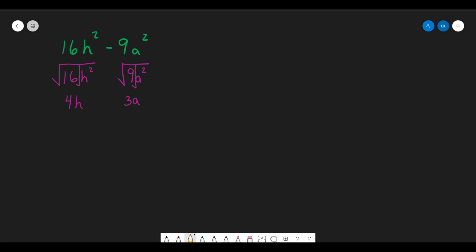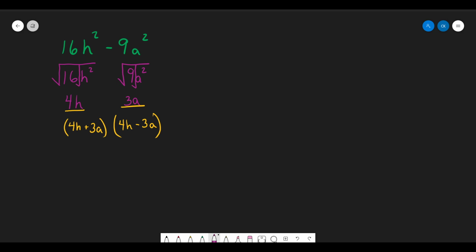And all I do is I take these two terms, and I put them in my two parentheses. In the first parenthesis, it's going to be the first one plus the second one. And in the second parenthesis, it's going to be the first one minus the second one. And then that's going to be my answer. So my answer to the factoring of 16h squared minus 9a squared would be 4h plus 3a, 4h minus 3a.